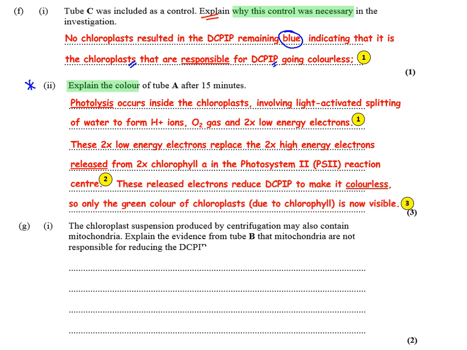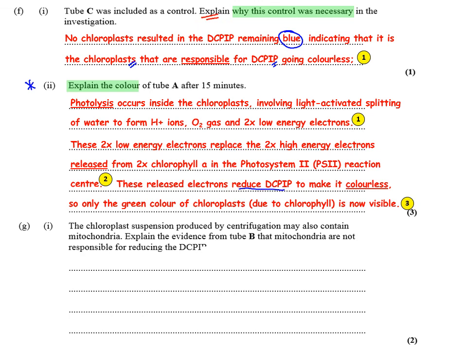Then what we can say is that these released high-energy electrons reduce DCPIP. When they're released from photosystem 2, they reduce DCPIP, and that makes the DCPIP go from blue to colourless. And so, to put this as the last point, only the green colour of the chloroplasts, due to the chlorophyll, is now visible, because the blue DCPIP colour has disappeared, because that's been reduced.